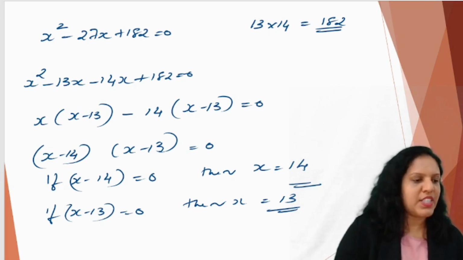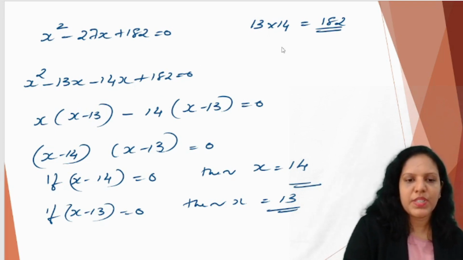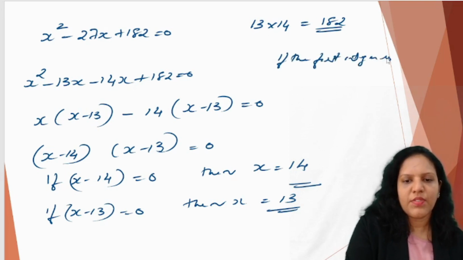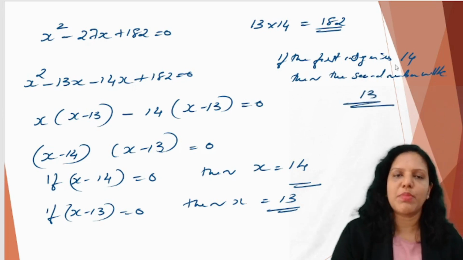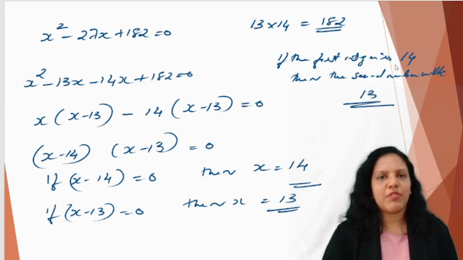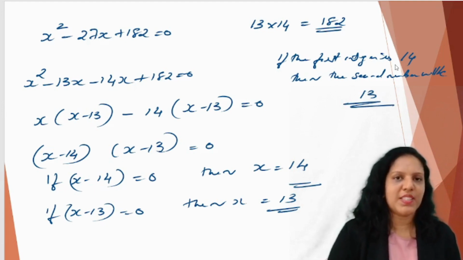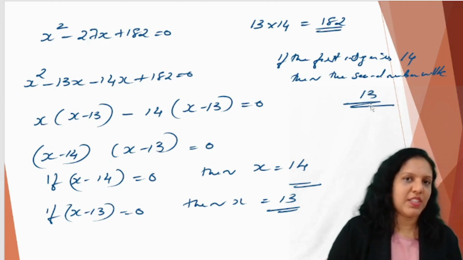So we got the value of x as 14 and 13. So if the first integer is 14, then the second number will be 13. Similarly, if the first number is 13, the second number will be 14. I hope you understand. Let's move to the next question.